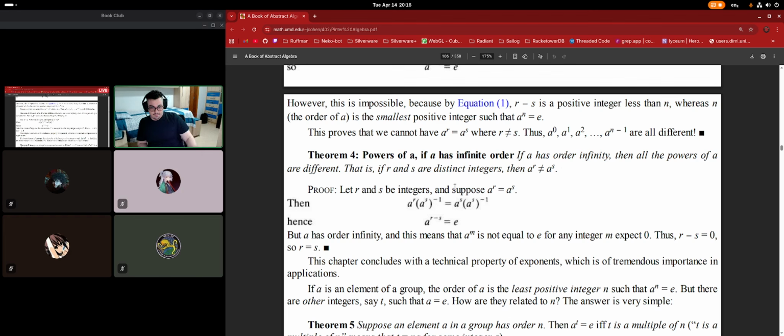So let's prove it again. We're going to say that they both are integers and suppose that this is true. Then we do the same trick as before. We conclude the same. But A has order infinity, and this means that a to the power of m is not equal to e for any integer m expect 0.